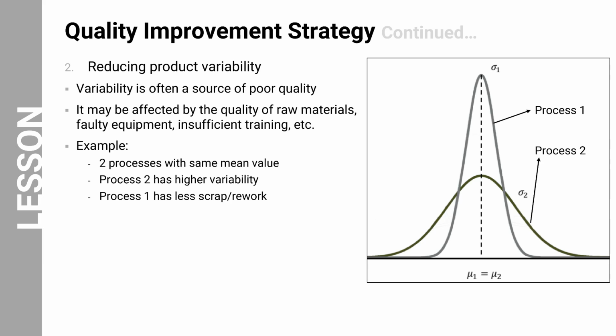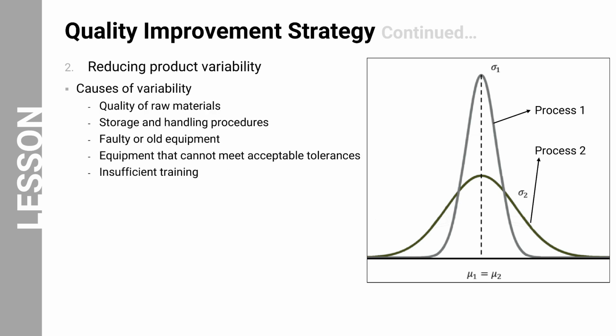The image here shows 2 processes that have the same mean value but different variability. Can you determine which process has higher variability, which results in less scrap or rework? Process 2, depicted in green, exhibits a higher variability among its products. Process 1, depicted in gray, thus results in less scrap or rework.